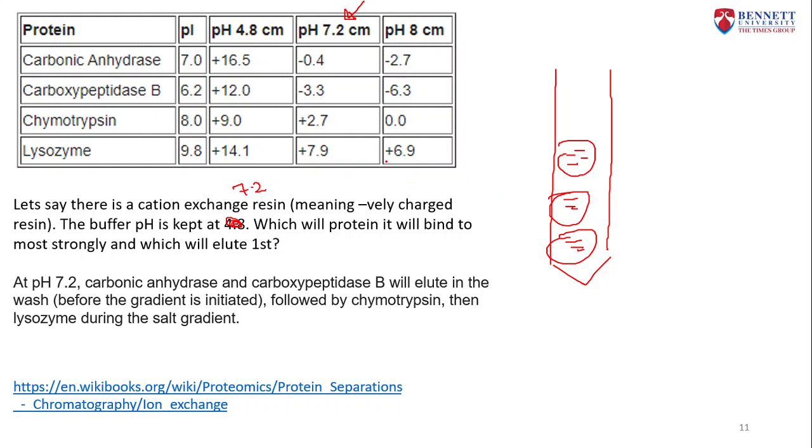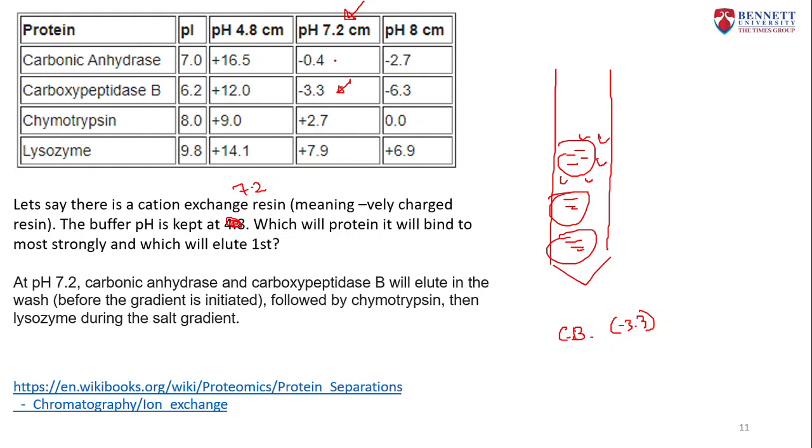That would be the lysozyme, right? So lysozyme will have the highest binding. Lysozyme will bind to the beads most. So which one will elute first? This is the most negatively charged, so this will have the least binding to the beads. So carboxypeptidase will elute first because it has a charge of minus 3.3.